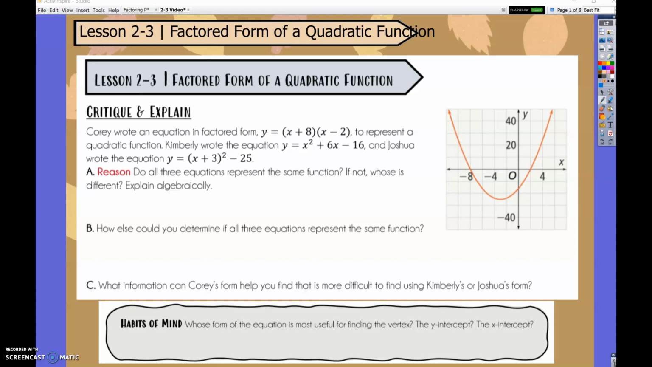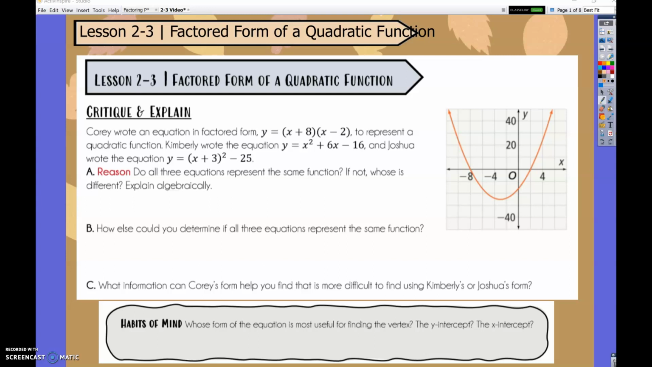For section 2.3, we're now going to be looking at what's called the factored form of a quadratic function. We've looked at vertex form and standard form. The vertex form has revealed the vertex for us very quickly. Standard form has revealed the y-intercept for us very quickly. And now we'll see what the factored form can bring for us.